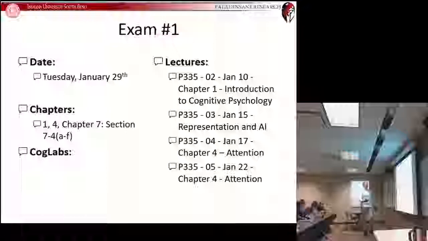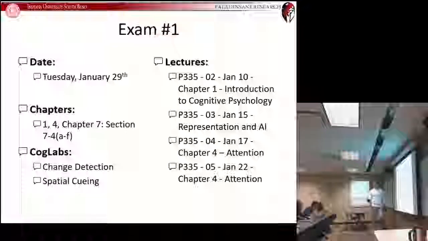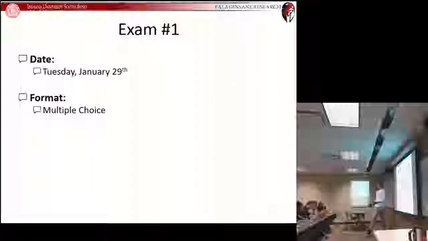In terms of Cog Labs, today we're going to go over change detection and spatial cueing, so they will also appear on the exam as well. All right, so that's what the content is going to be. The format for the exam is going to be multiple choice.